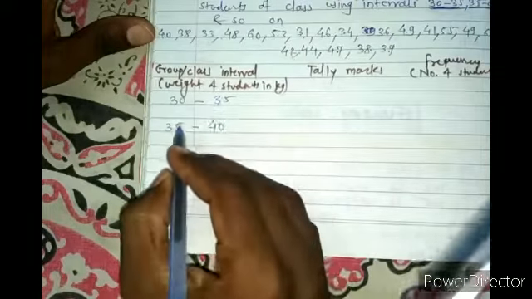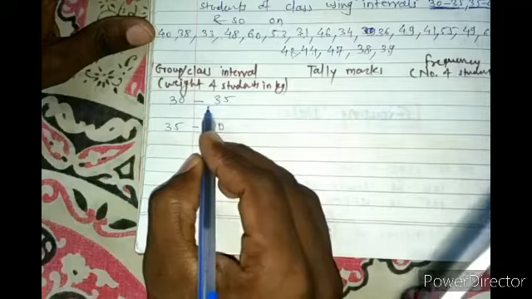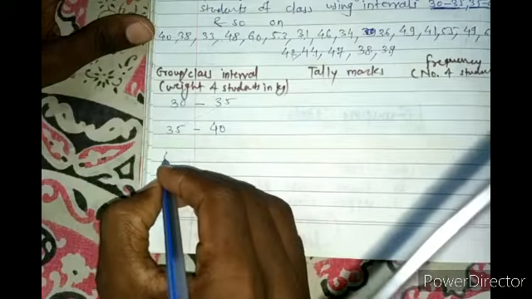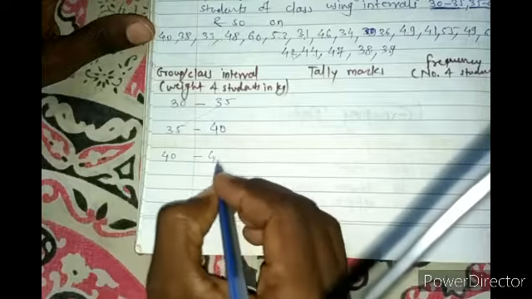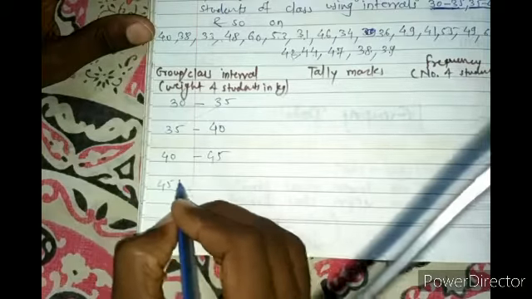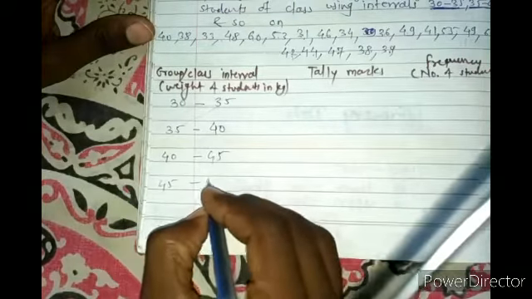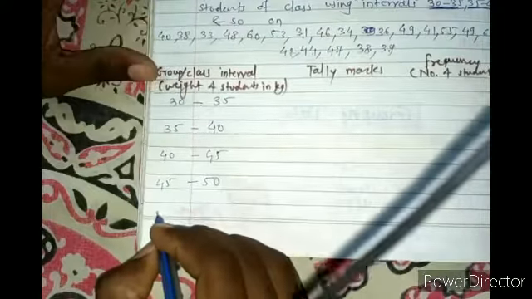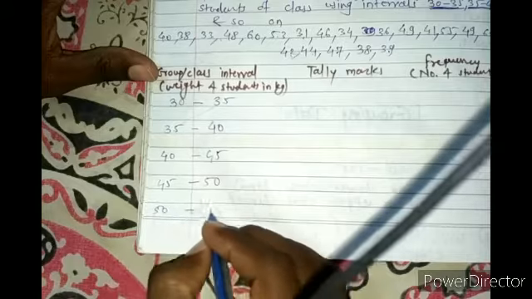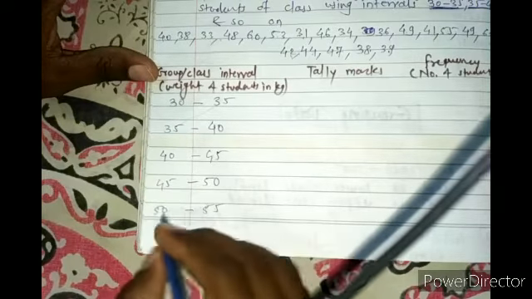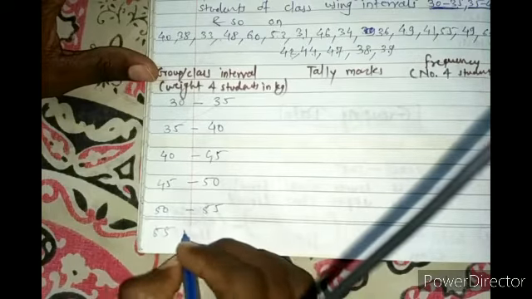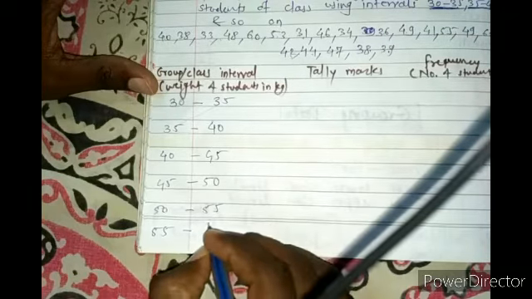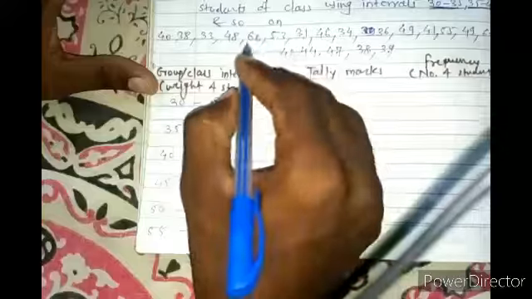See here, there is no gap between two classes or class intervals, right? Now 40 to 45, then 45 to 50, right? And 50 to 55, and last 55 to 60, because our highest value is 60.